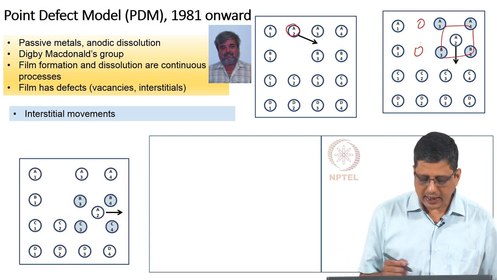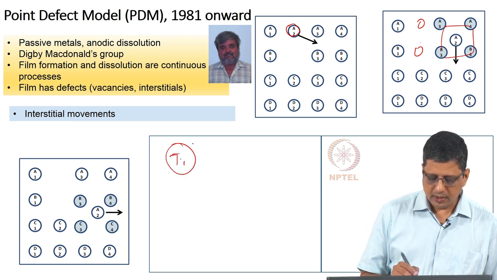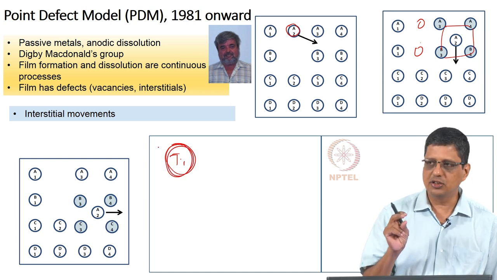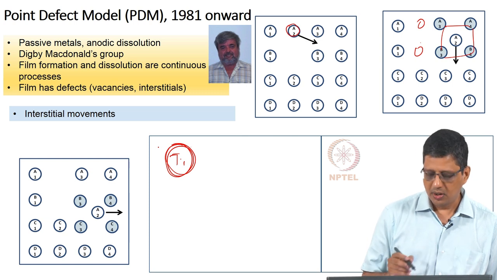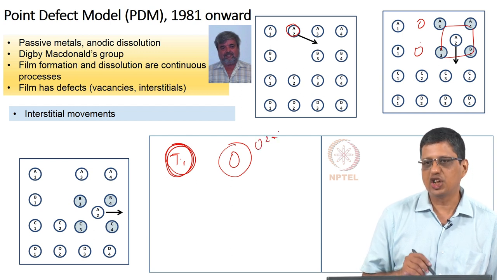Okay. Cations, if you take for example titanium, they lose the electrons. The size of this titanium ion is going to be slightly less than the size of this atom. On the other hand, if you take oxygen, the anion O2 minus is going to be little larger.